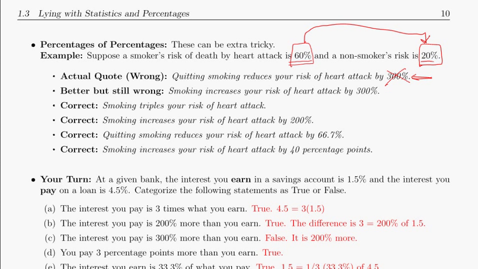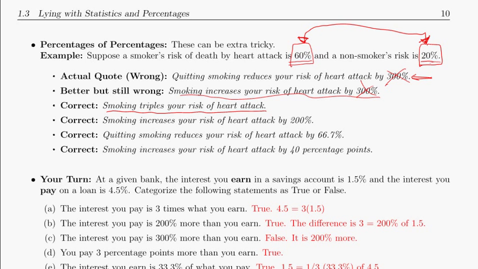Better, but still wrong, is if you said, all right, smoking increases your risk of heart attack by 300%. That's still wrong, but I can see where that would come from, because 60 is 3 times 20, right? But it didn't really go up by 300%. Right? It went up threefold, but not by 300%, and we'll see that in a second. Correct, you can certainly say that smoking triples your risk of heart attack. And that's a strong statement, and it's actually true, right? If you don't smoke, it's 20, and if you do smoke, it's 60. It triples, goes up threefold.